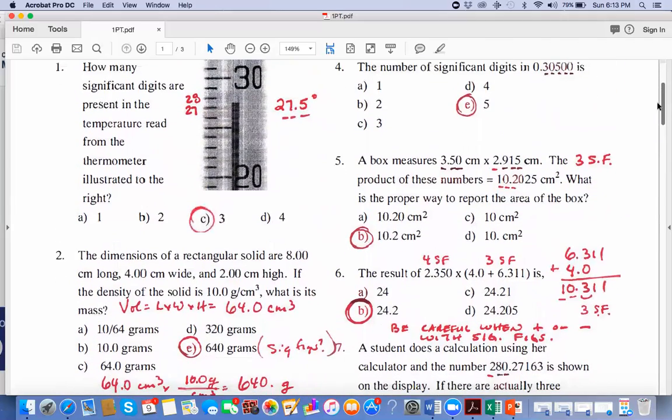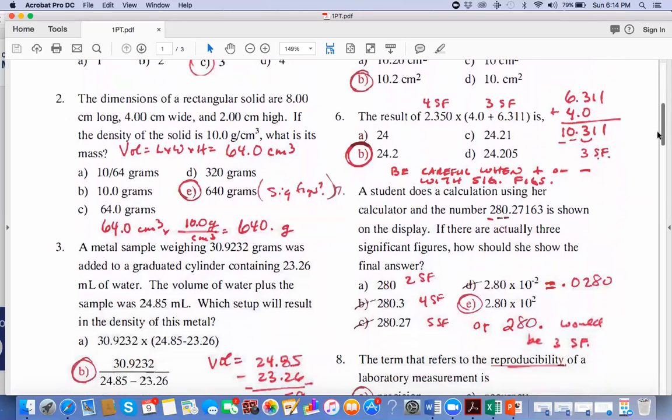If we take a look at 4, the number of significant digits in 0.30500 is 5 because we have to account for the zeros that are in between the 3 and the 5 as well as after the 5. So that's E. If we take a look at number 5, a box measures 3.5 centimeters times 2.915 centimeters. The product of these numbers is 10.2025 centimeters squared. What's the proper way to report the area of the box? We have 3 significant figures, so that would be 10.2 centimeters squared.